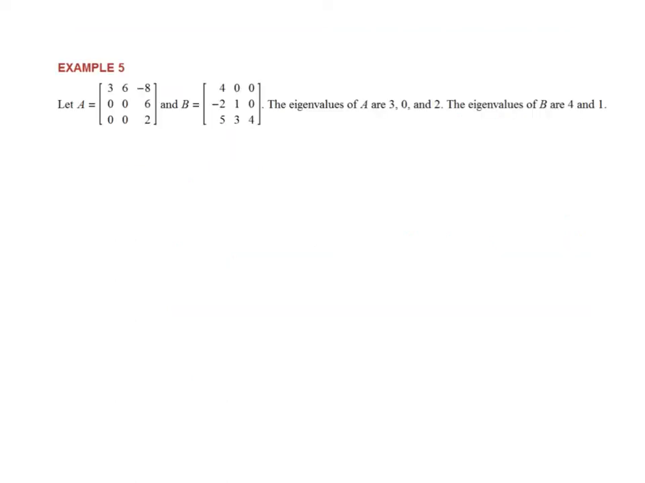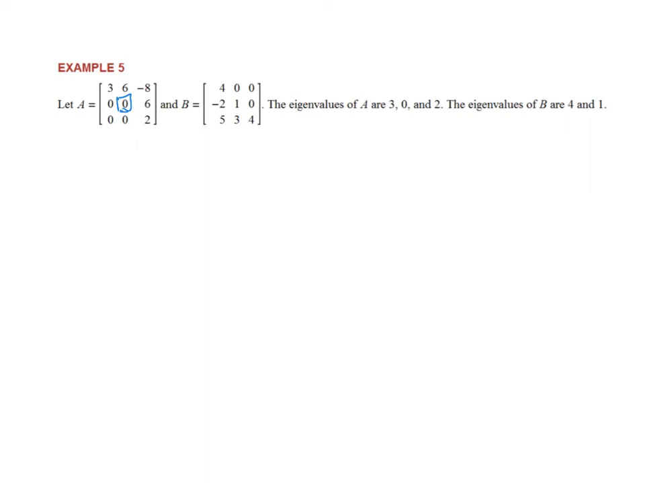In this next example, we don't have to do too much work. We're just going to address one key connection here. We have two matrices, A and B, and they are both triangular. A is upper triangular, and we can see that its eigenvalues are 3, 0, and 2. B is lower triangular. We can see its eigenvalues are 4, 1, and 4. Well, so just 4 and 1. But I want to focus on just the eigenvalue of 0 in matrix A, and ask the question, what does it mean for a matrix to have an eigenvalue of 0?